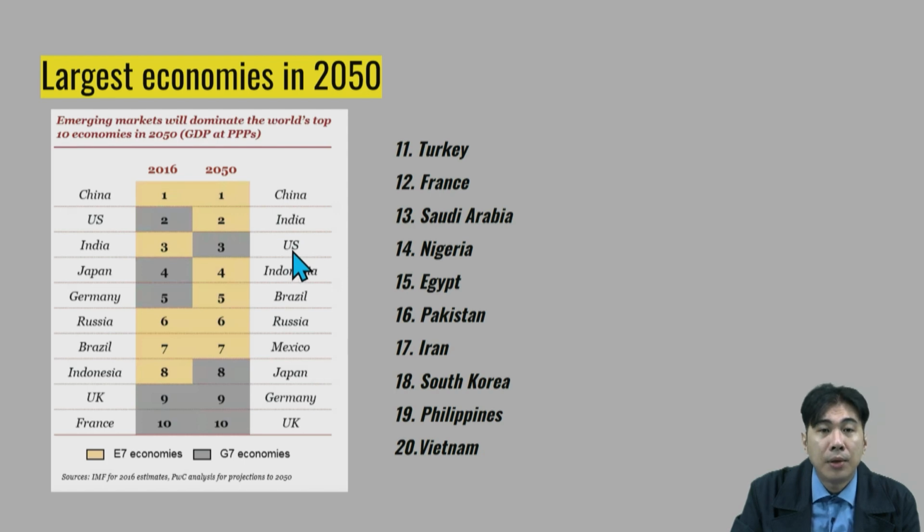US will be number 3. So US is not going to be number 1 world power. Indonesia will be number 4. Japan will go down to number 8. Okay, I think Korea, which is now number 10 or 12, is going to go down to 18. And Philippines and Vietnam will be around the same size as South Korea. So Southeast Asian countries are going to become richer, like Philippines, Vietnam, and Indonesia.